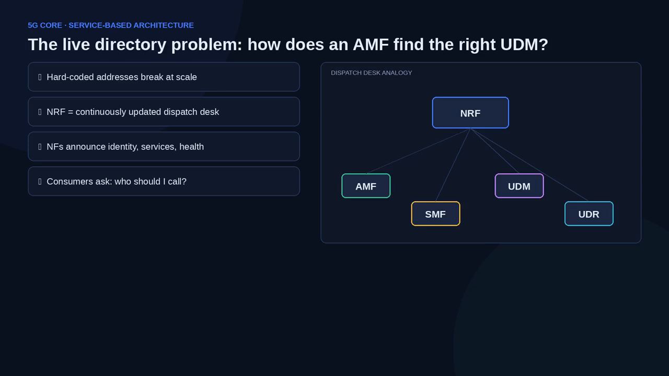The NRF is the live directory of the 5G service based architecture. Network functions announce who they are, what they offer, and how healthy they are. Other functions ask the NRF where to go next. Think of it as a dispatch desk that never sleeps. Every service checks in, and every caller gets a current answer, not a stale phone book.